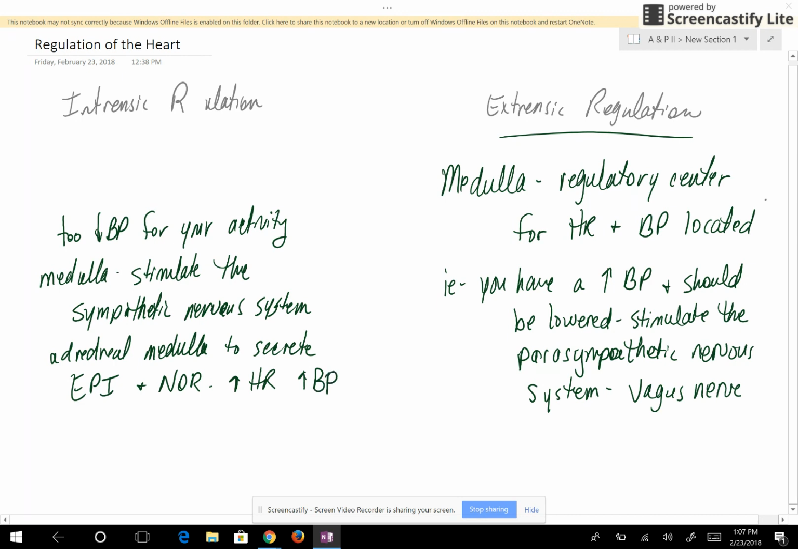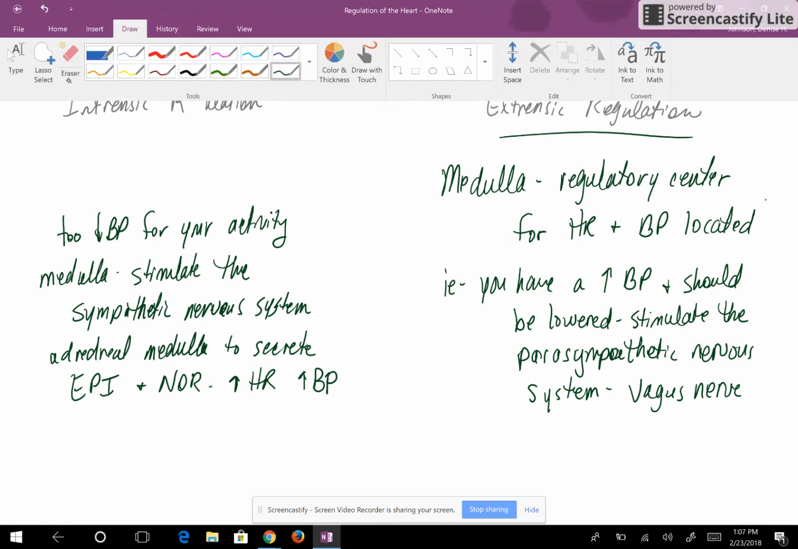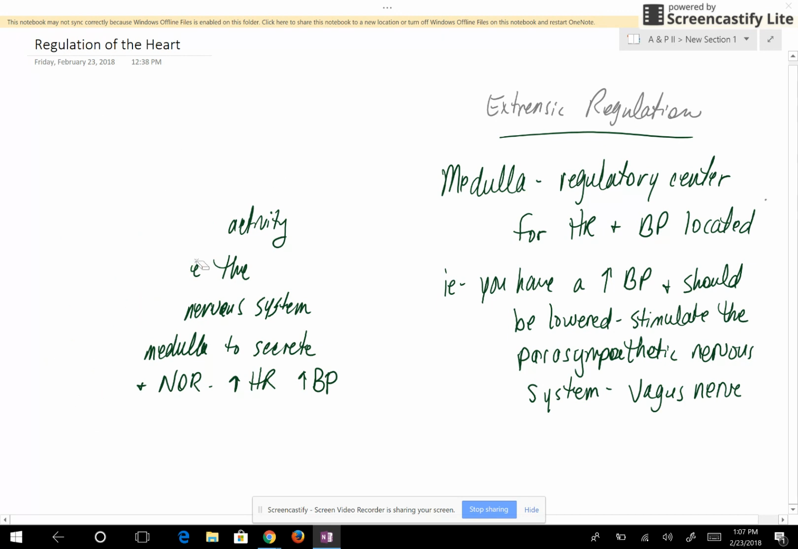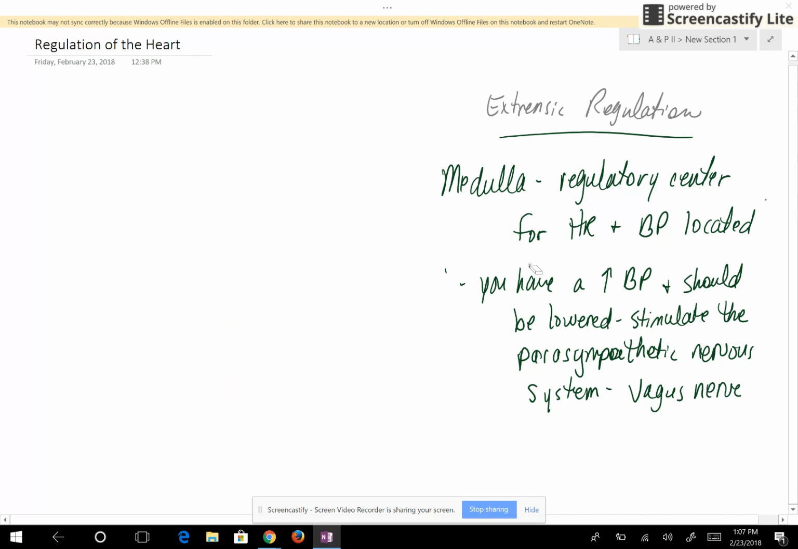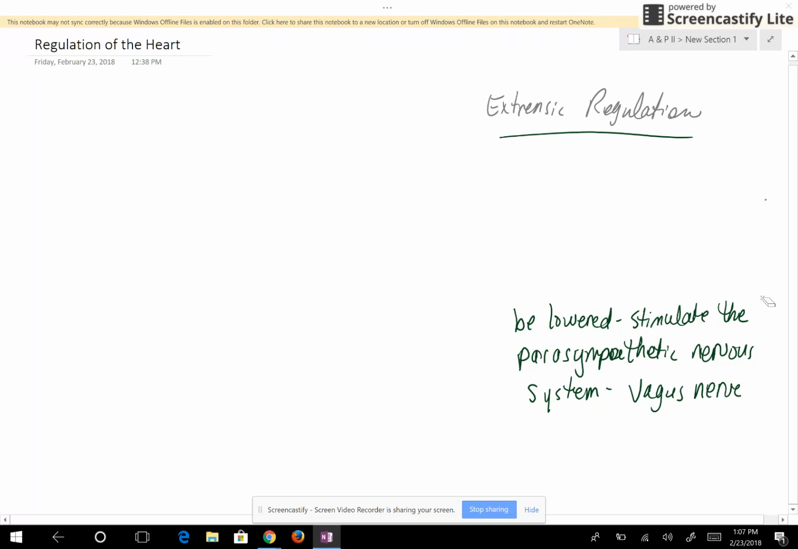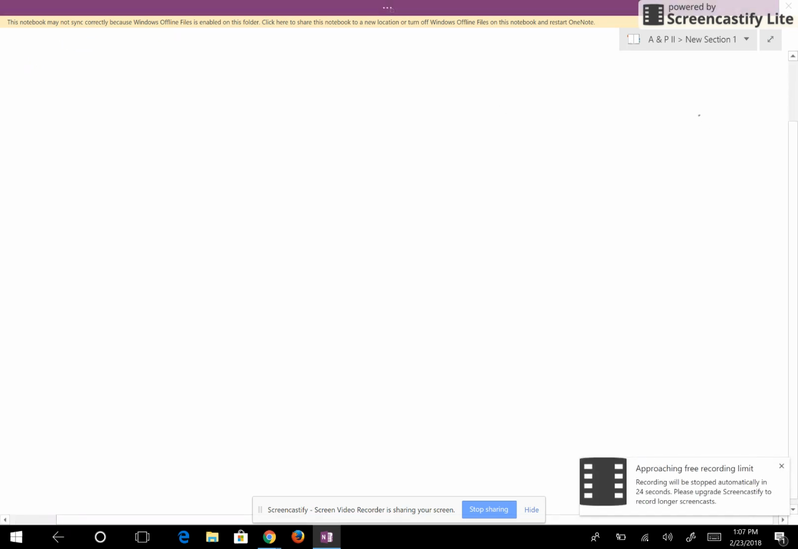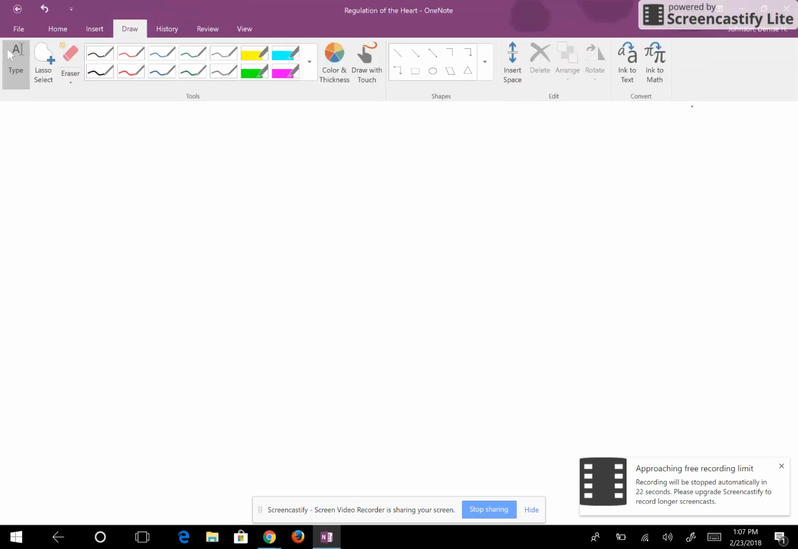Okay, when would the medulla decide that it needs to influence heart rate or blood pressure? When does the medulla need to influence heart rate and blood pressure? Well, actually, it does it quite a bit. I'm going to erase intrinsic regulation because we're through with it. Okay, there's two basic and main ways that the medulla is going to influence heart rate and blood pressure. Okay, the first one is by baroreceptors. The second one is chemoreceptors.